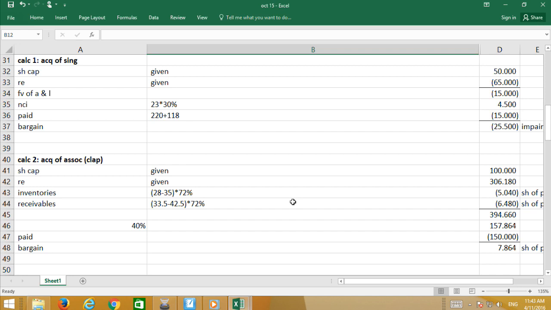And NCI is measured at percentage NAV, so they don't get any of the goodwill. They also won't get any of the goodwill impairment. If NCI was measured at fair value, they would get goodwill and they would get goodwill impairment. But this way they don't get either.